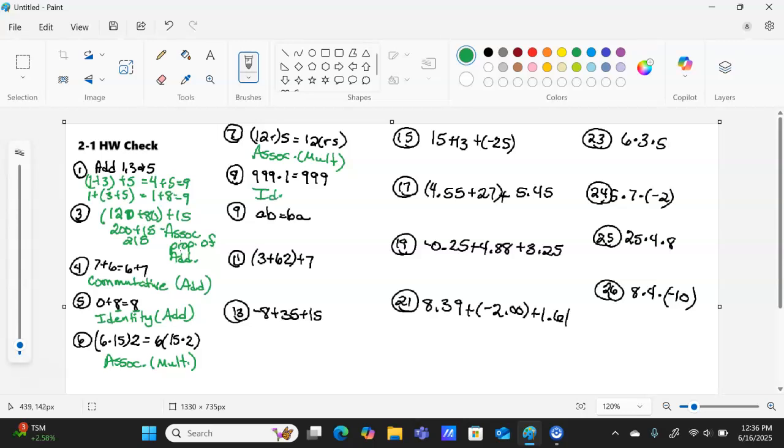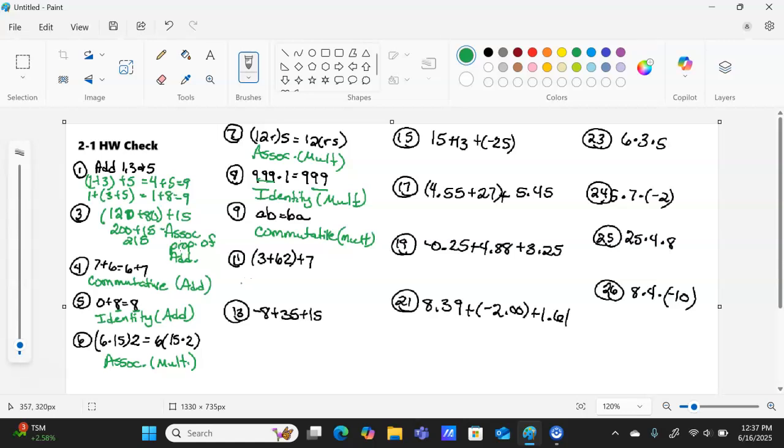This is the identity property of multiplication. Multiplying by 1 gives me the same number that I started with. This is the commutative property of multiplication. So include, because associative and commutative, you have addition and multiplication, same thing with identity. So you need to identify whether it's addition or multiplication.